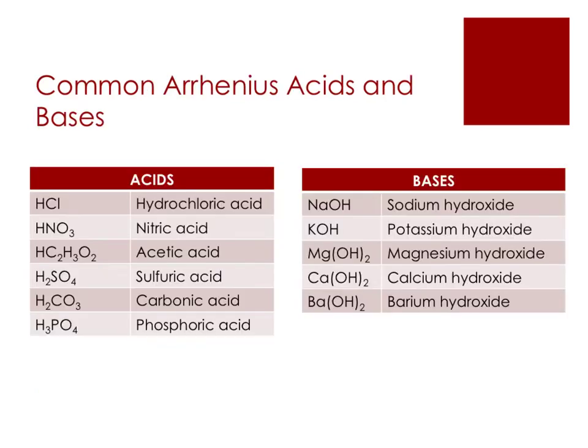Here we see a list of some common Arrhenius acids and Arrhenius bases. Notice in every case the Arrhenius acids contain H+ ions. It may be 1, it may be 2, it may be 3. And in each case, the Arrhenius bases contain a hydroxide or an OH- ion.